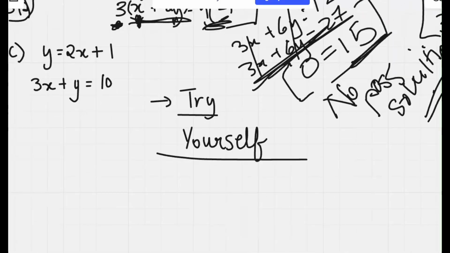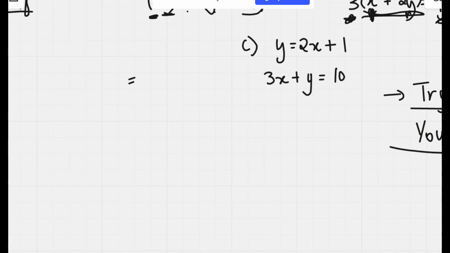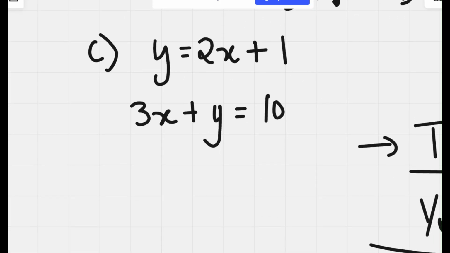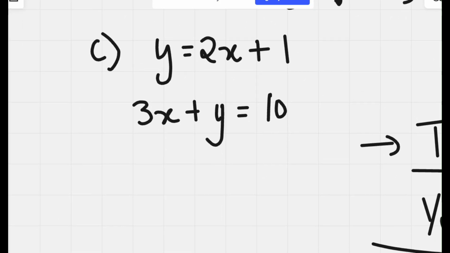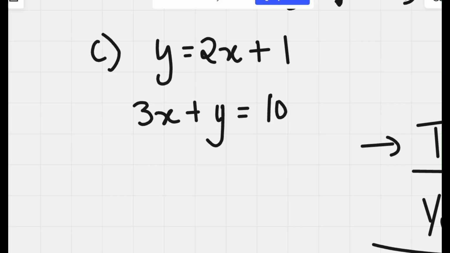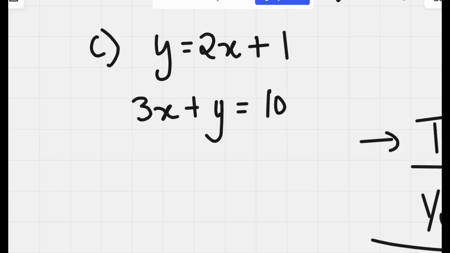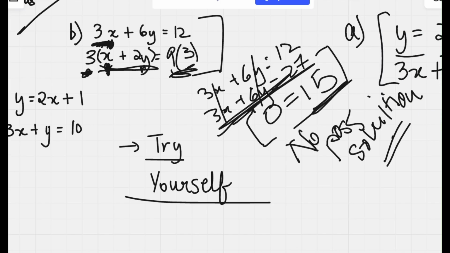Now, try this question yourself. Remember, there are only 3 possibilities when we're saying how many times the linear systems can interact or basically intersect with each other. Now, let's move on.